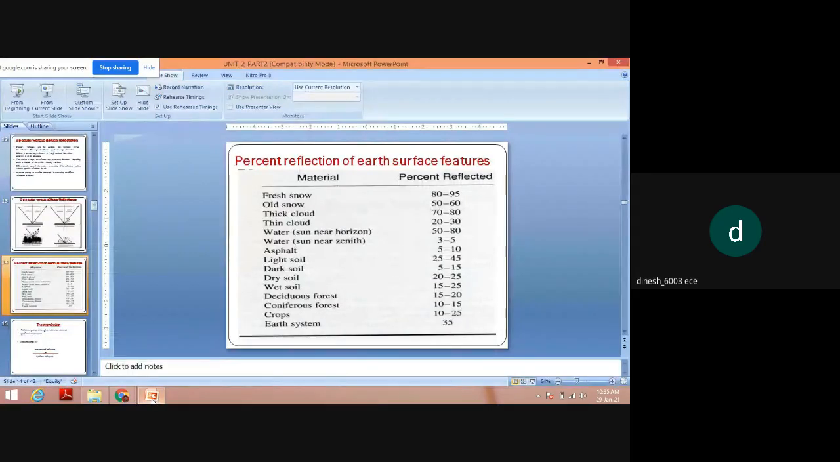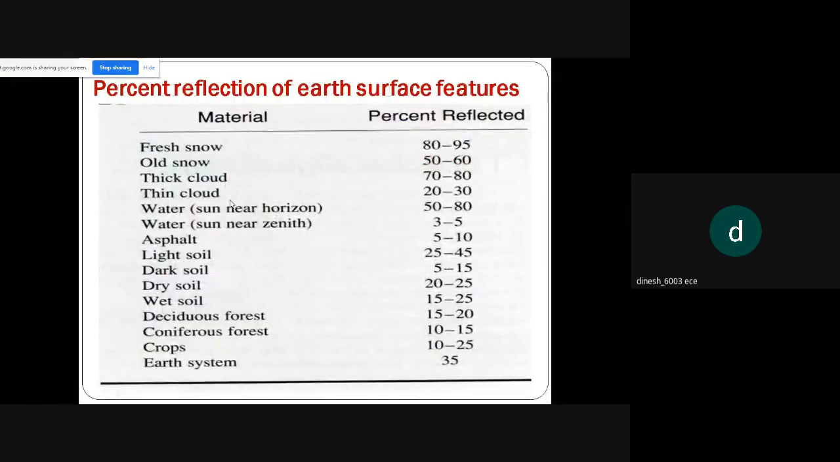To proceed further, the percentage reflection of Earth surface features. Fresh snow, if it is present on the surface of the Earth, will give 80 to 95% reflection, for about 10 to 15 days. And if it is old snow, the fall of snow from the atmosphere which takes greater than 20 days, it will reflect 50 to 60%.